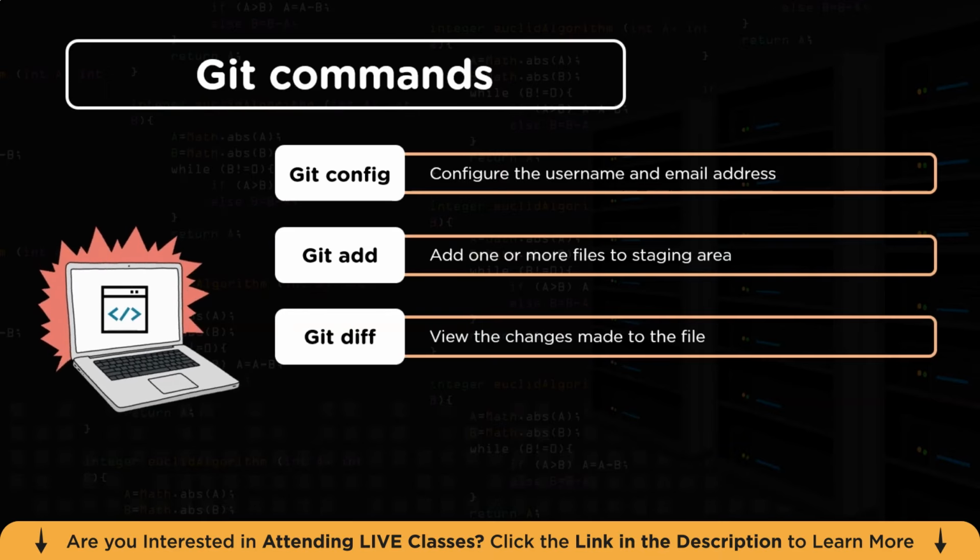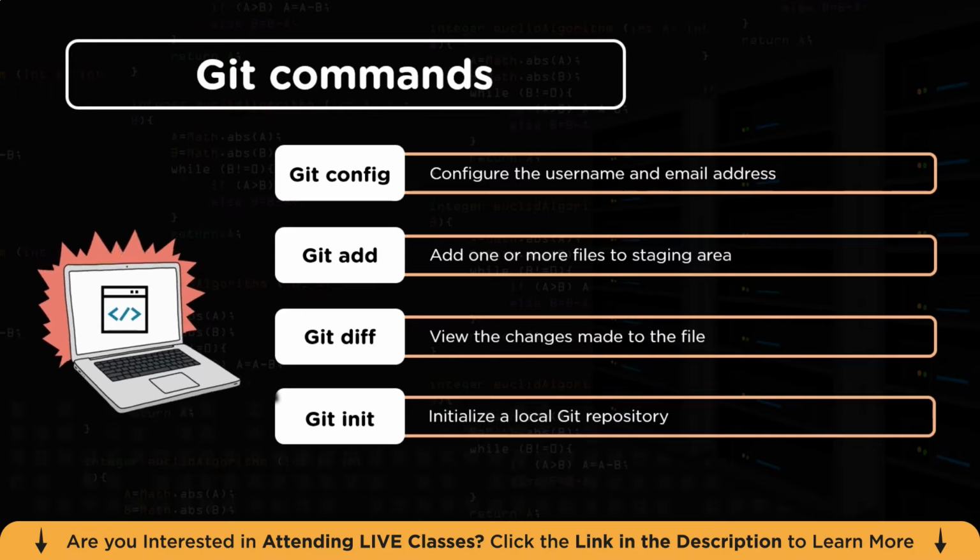Then we have the git diff command, which helps in finding and viewing changes made to a file between commits. Fourth command is the git init command. It is used to initialize a repository.